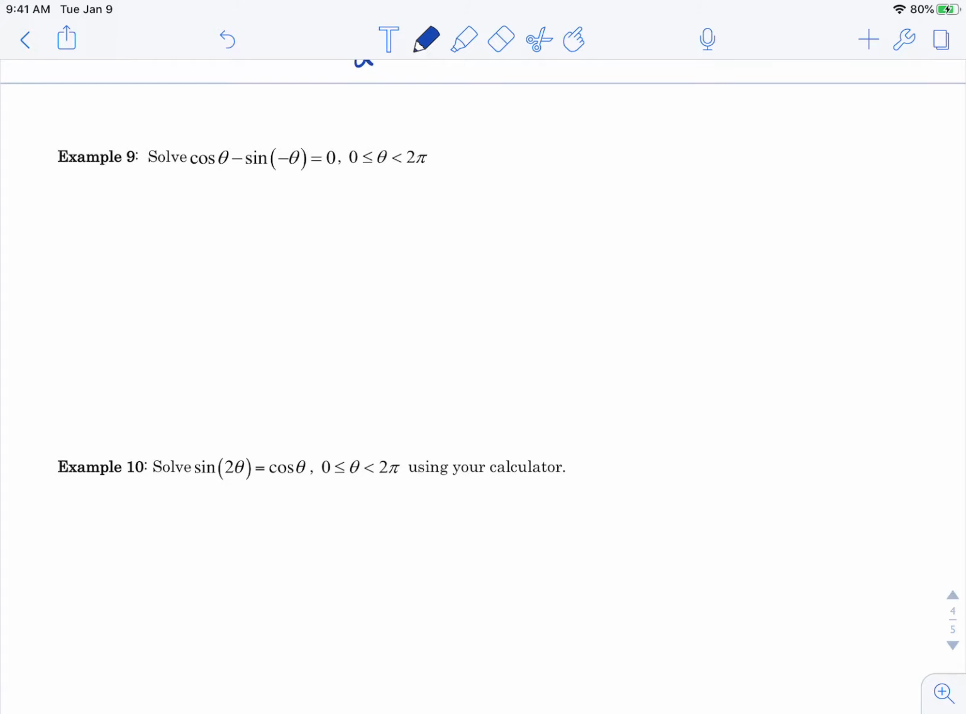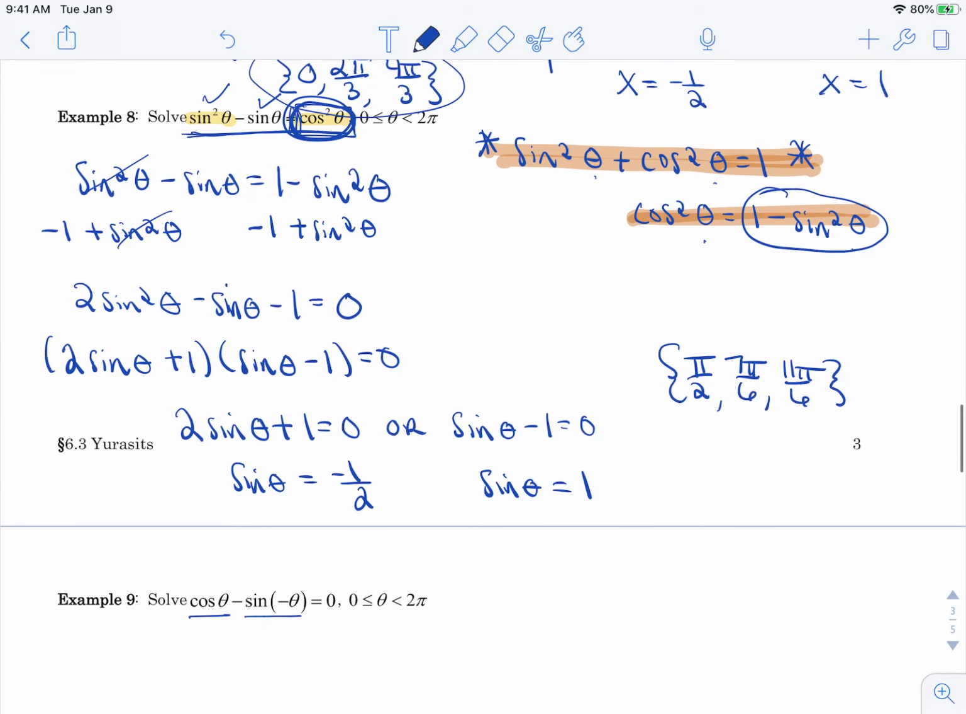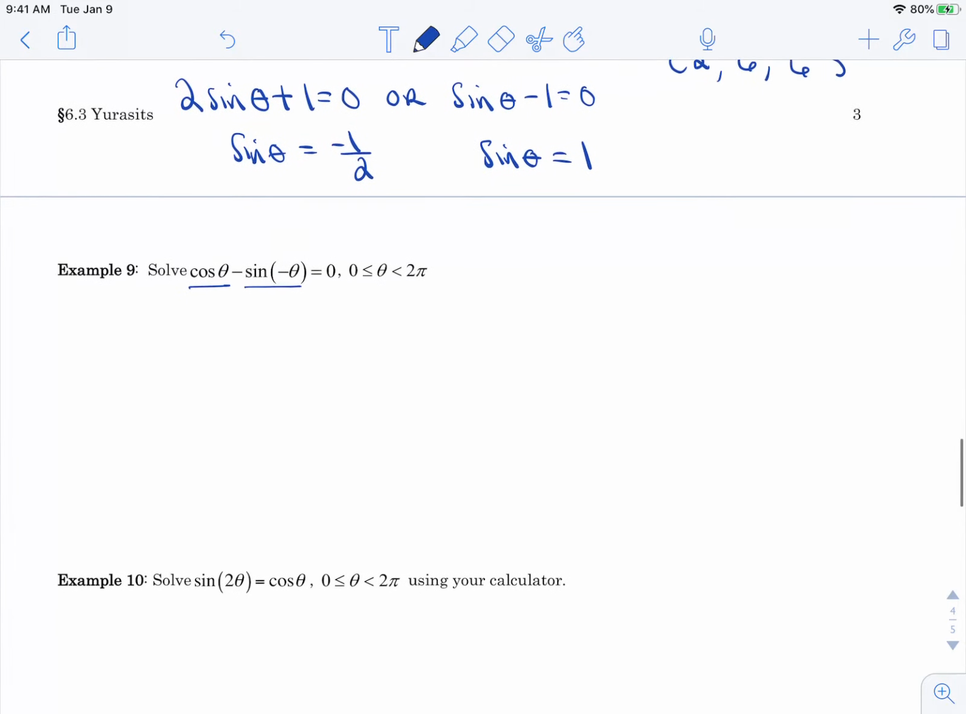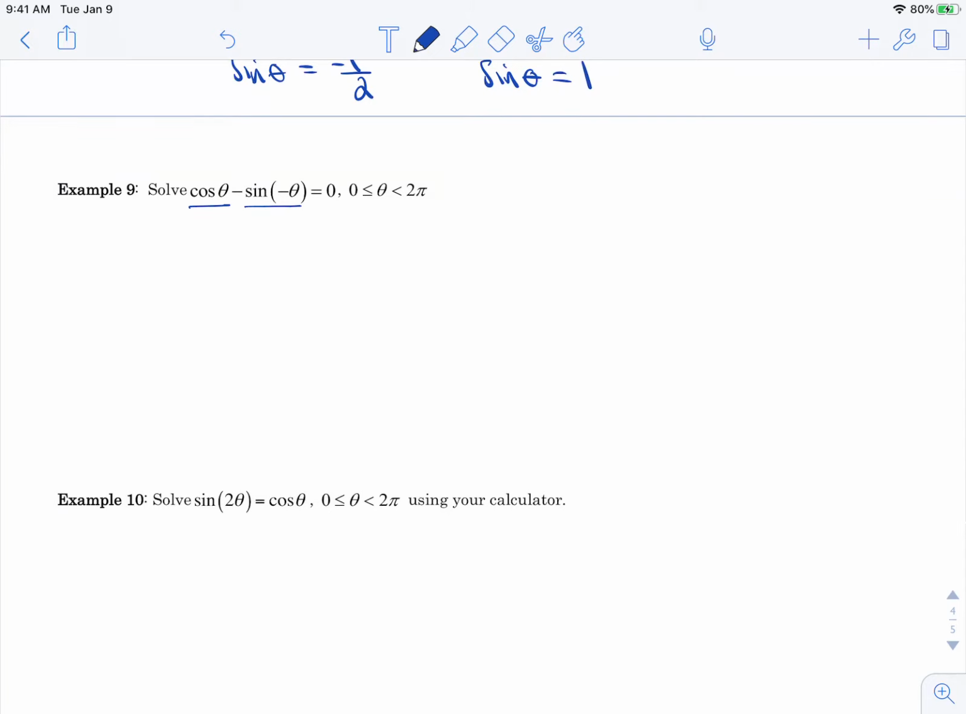Okay, so example 9, you could use a calculator or you just kind of have to think about it. I know that's easy to say, but example 9 says cosine theta minus sine of negative theta equals 0. Well, we definitely do not have like terms, but we can't use this identity because that's for when things are squared. So I'm stuck a little bit. But there is one piece of information we have learned from Unit 5: sine is known to be an odd function.